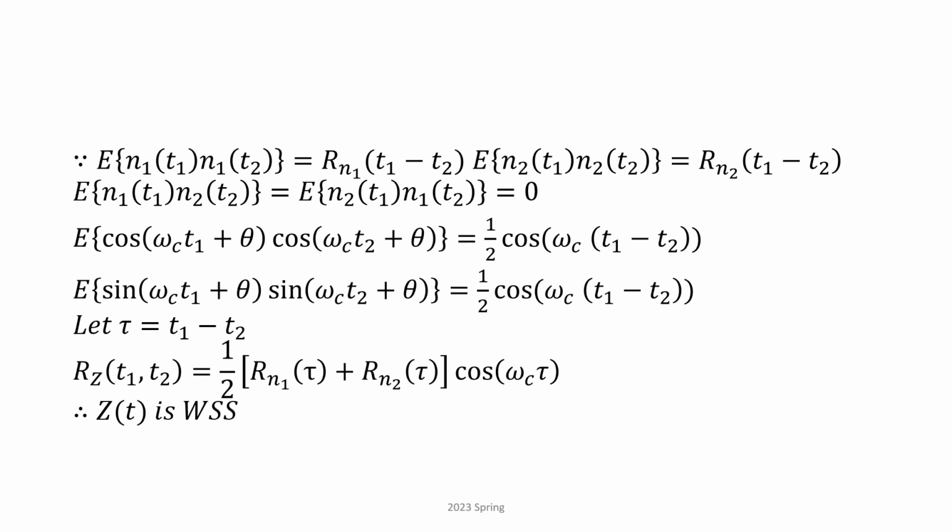And the expectation of cosine(omega_c t1 plus theta) times cosine(omega_c t2 plus theta) equals the expectation of sine(omega_c t1 plus theta) times sine(omega_c t2 plus theta), which equals half of cosine(omega_c times (t1 minus t2)). Let tau equal t1 minus t2, then R_Z(t1, t2) equals 1 over 2 times (R_N1(tau) plus R_N2(tau)) times cosine(omega_c tau). So Z(t) is WSS.